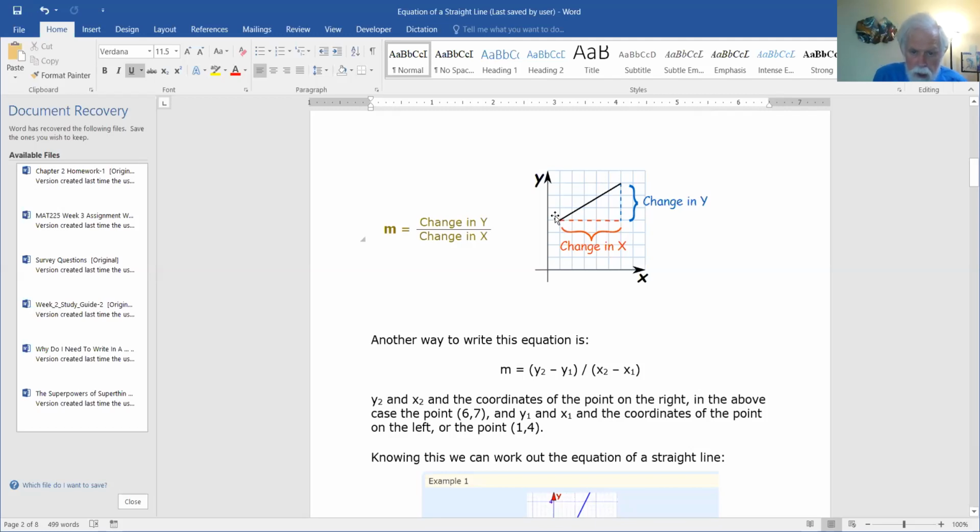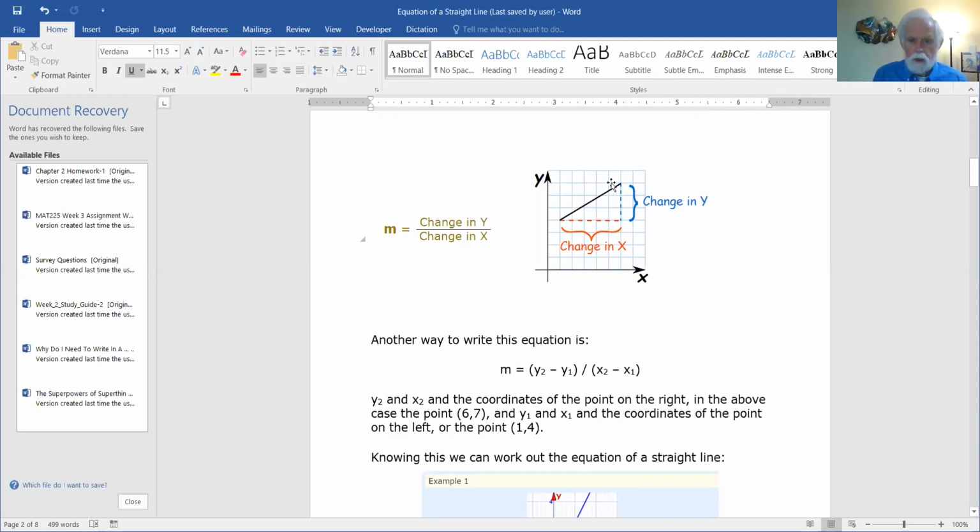No. This end, we have an X value of 1, if we assume each of these squares is 1, and a Y value of 4. So if we wrote this out as coordinates, this would be the point 1, 4. Remember, X is always first. If we go over here to the second point, the X value is 6. We've come across 1, 2, 3, 4, 5, 6. And the Y value is 7. So this is the point 6, 7. X always first. Remember that.